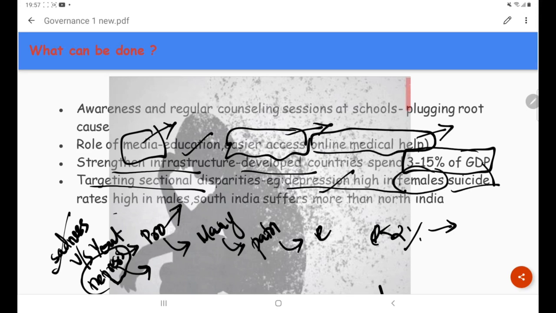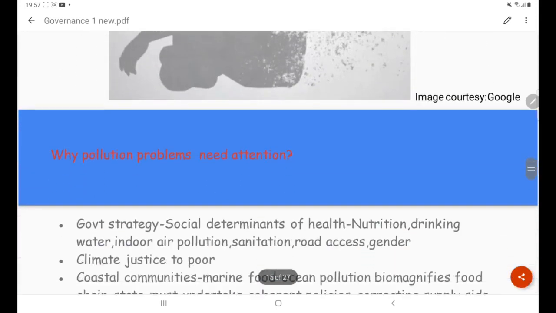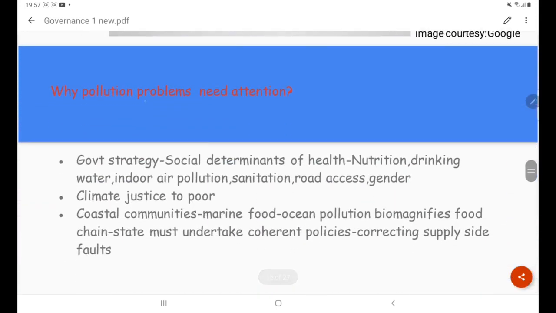Then why suicide rates are high in males, that we have to target. Then South India is suffering more than North India. Why is it so? So like this we have to look at the sectional disparities also and give adequate solutions to each thing. Okay, then the next sector is pollution.